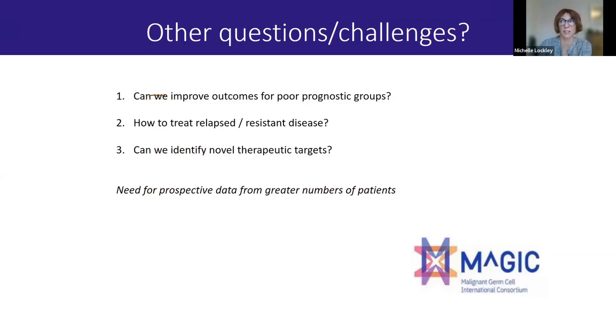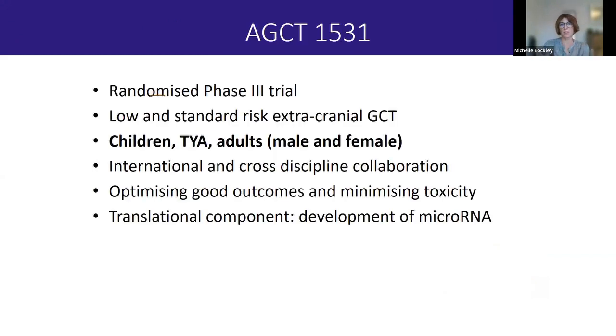And in adult germ cell tumours, we're only going to do that by ganging up with other groups of professionals who treat these tumours more, by which I mean the paediatric oncologist, the TYA oncologist, and the uro-oncologist. And we have one trial that's open now around the world that is seeking to do exactly that. So this trial, AGCT1531, is a randomized phase 3 trial with lots of different treatment strata for low and standard risk extracranial germ cell tumours.